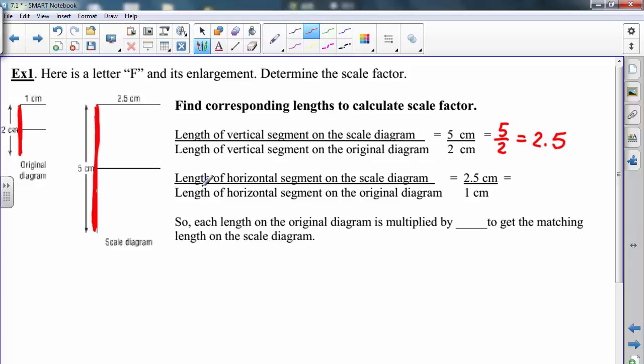So let's find the scale factor for the two horizontal line segments. The length of a horizontal segment on the scale diagram is 2.5 centimeters. I put 2.5 centimeters here. The length of a horizontal segment on the original diagram, its corresponding length, is here, which is 1 centimeter. I put it in the denominator. 2.5 centimeters over 1 centimeter equals 2.5 again. So these two ratios are the same. So each length on the original diagram is multiplied by 2.5, which is the scale factor, to get the matching length on the scale diagram.